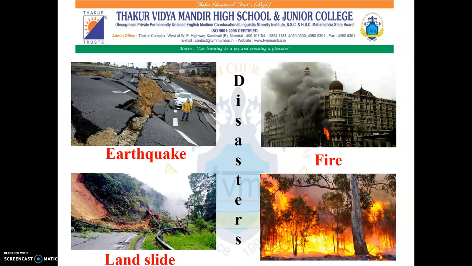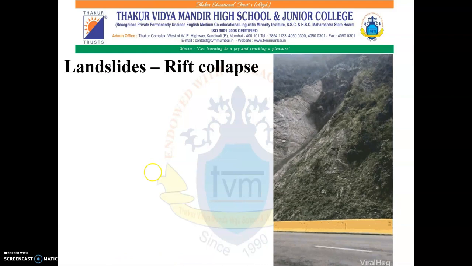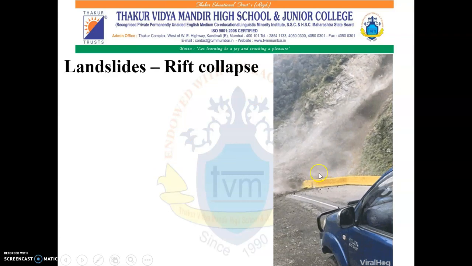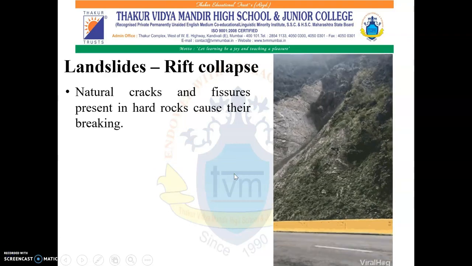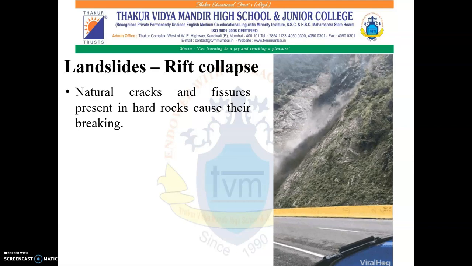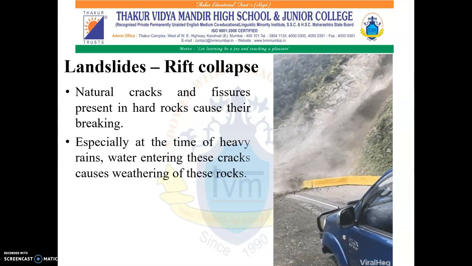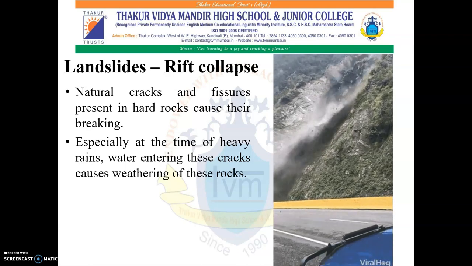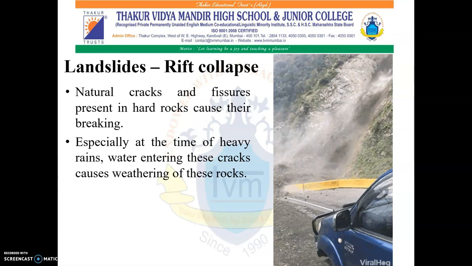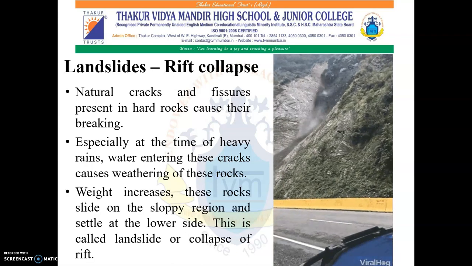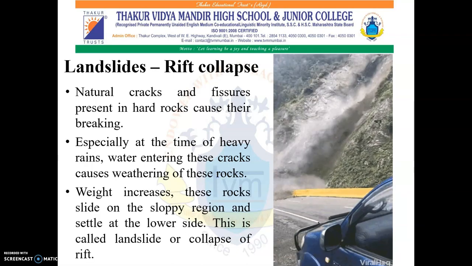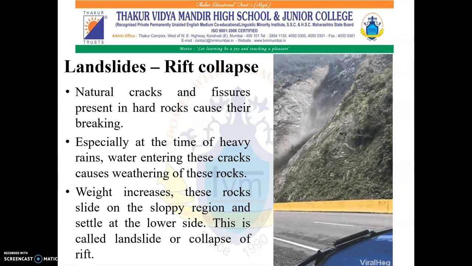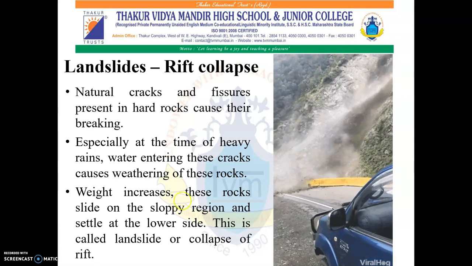Now let us start with landslide. Picture on the right hand side shows how landslide is taking place. Natural cracks and fissures present in the hard rocks cause their breaking. Especially at the time of heavy rains, water entering these cracks causes weathering of these rocks. Weight increases. These rocks slide on the sloping region and settle at the lower side. This is called landslide or collapse of rift.